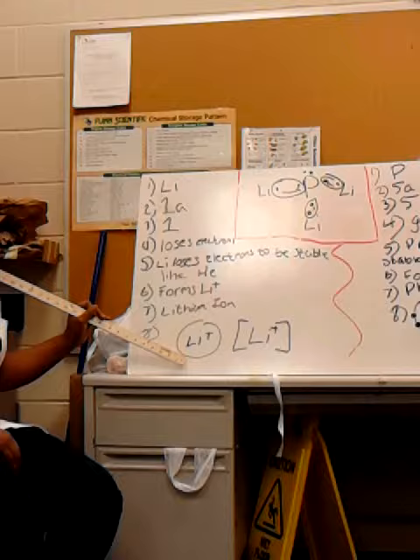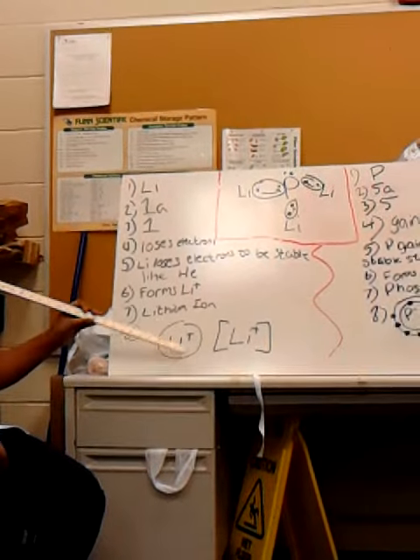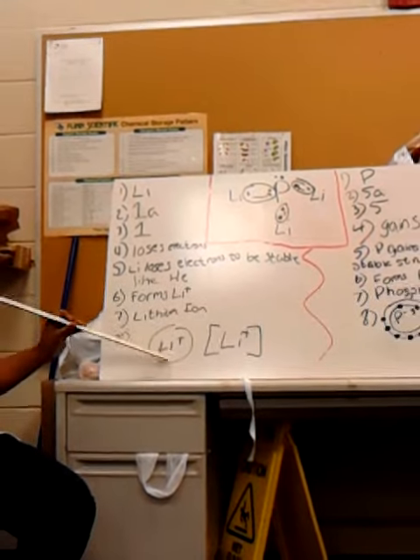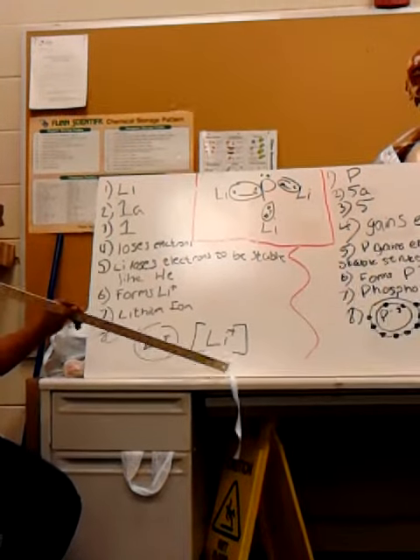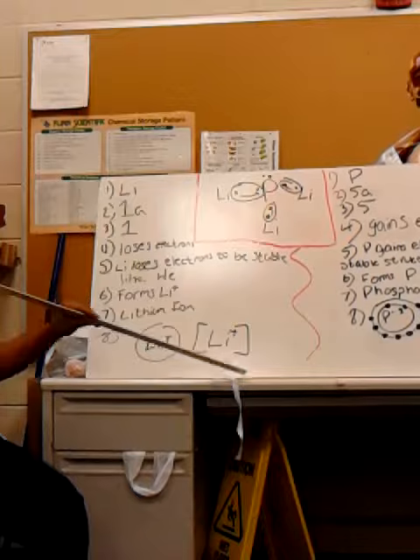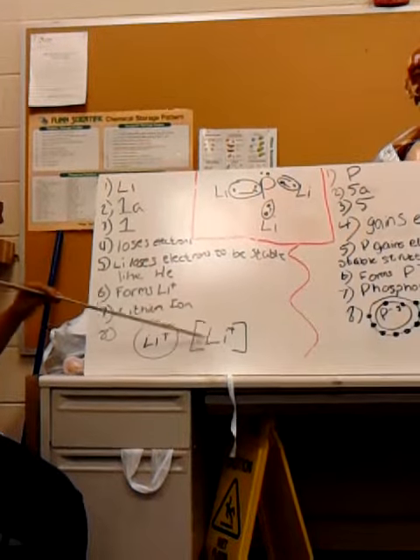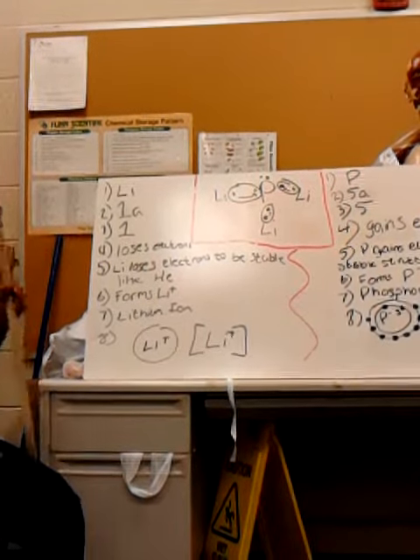And in the Bohr model, lithium plus has no dots in the structure because it gave all of them away. And that goes for the Lewis dot structure as well. It has no valence electrons because it gave them away.